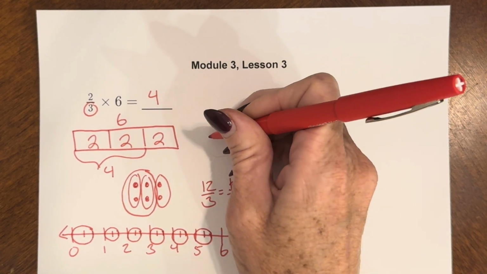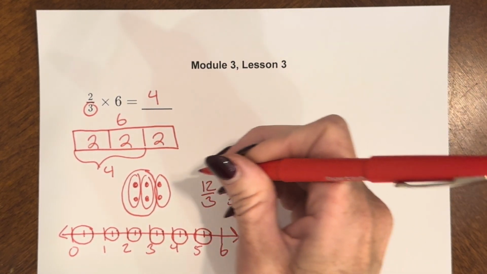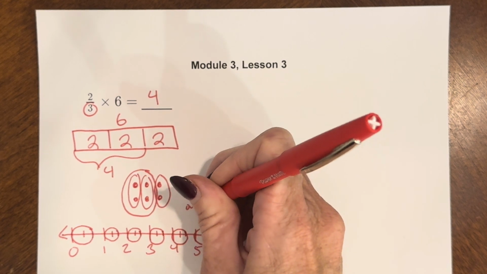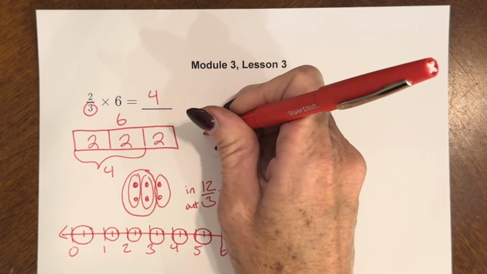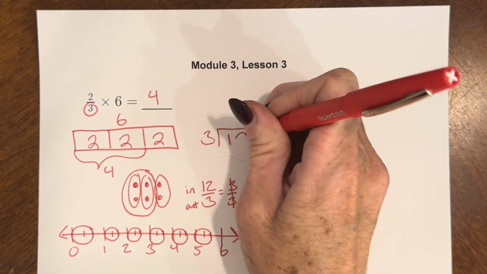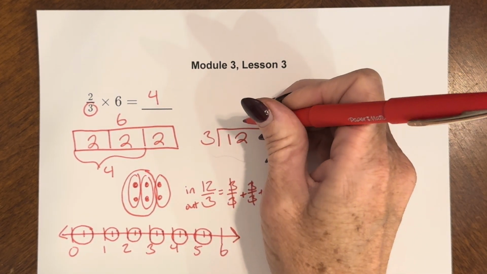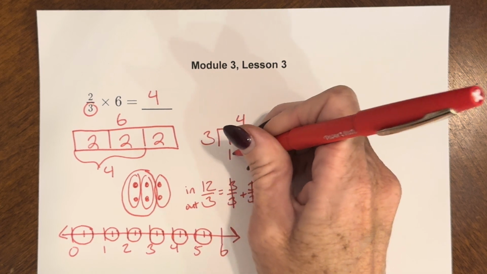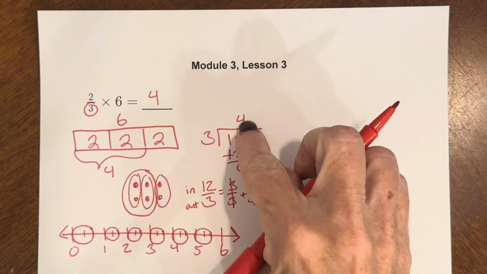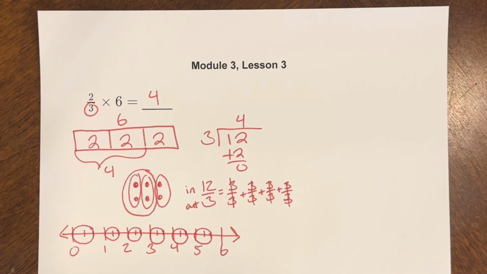Or I could have used division, which sometimes I think is easier. So I think of In-N-Out, one of our favorite restaurants. My 3 goes out and my 12 goes in. So 12 divided by 3 is 4, and 4 groups. So no matter what, whatever picture I used, I'm still getting 4. Okay, let's go on to our next one.